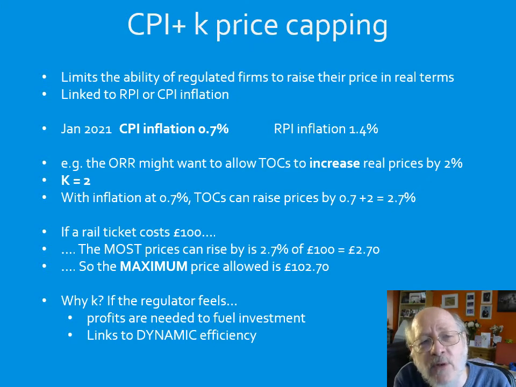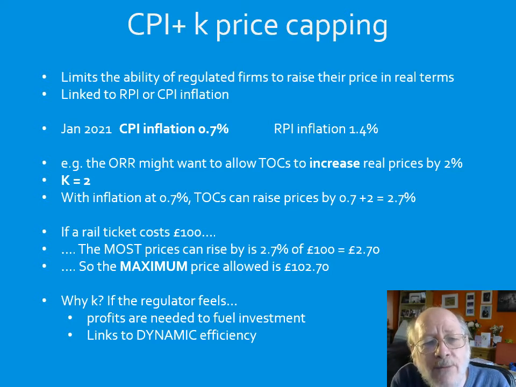Now, sometimes firms are given a K. If they're given a K, it means that the regulator is allowing them to increase their price in real terms. So, for example, the Office of Rail and Road might want to allow train operating companies, TOCs, to increase real prices by 2%. So they'd set a K of 2.